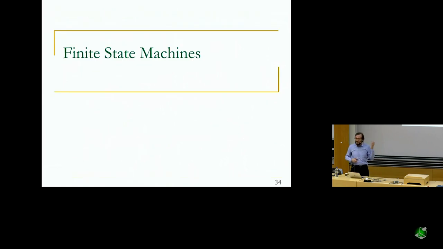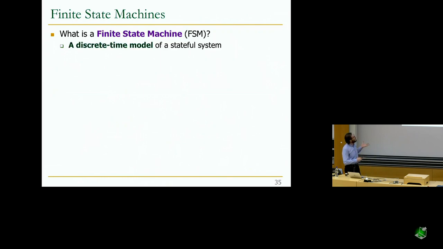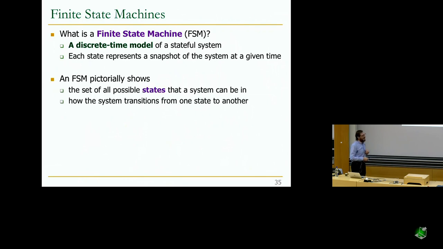Okay, so I've actually introduced finite state machines, but let's be a little bit more formal about it. Basically, what's a finite state machine? It's a discrete time model of a stateful system. Stateful system means a system that remembers what happened in the past. Each state represents a snapshot of the system at a given time. And an FSM, finite state machine, pictorially shows the set of all possible states that the system can be in and how the system transitions from one state to another.